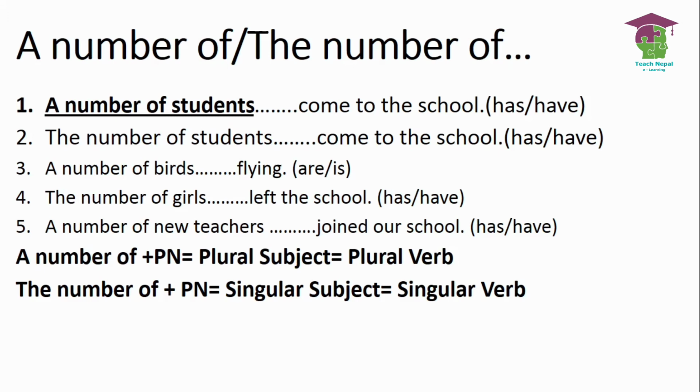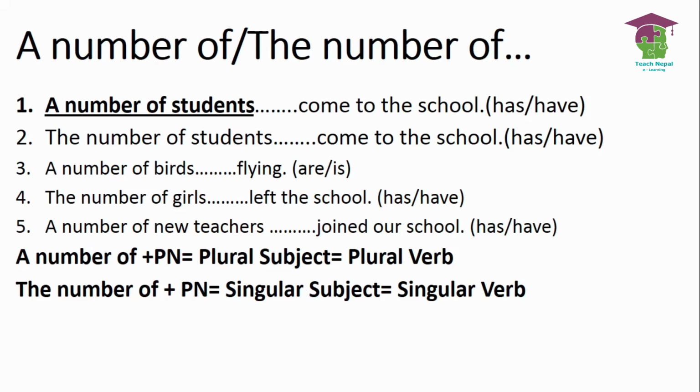A number of birds are flying, a number of girls have left the school, a number of new teachers have joined our school. In this way, you can do the exercises on a number of and the number of. A number of plus plural noun also, then we have to use a plural verb. The number of plus plural noun also makes the subject singular.